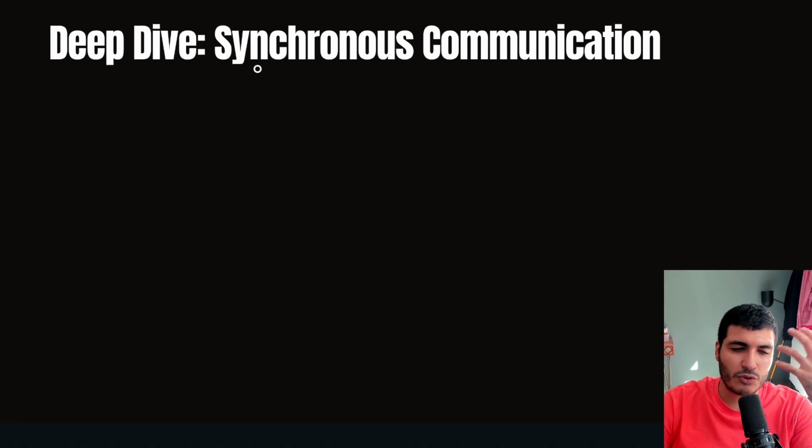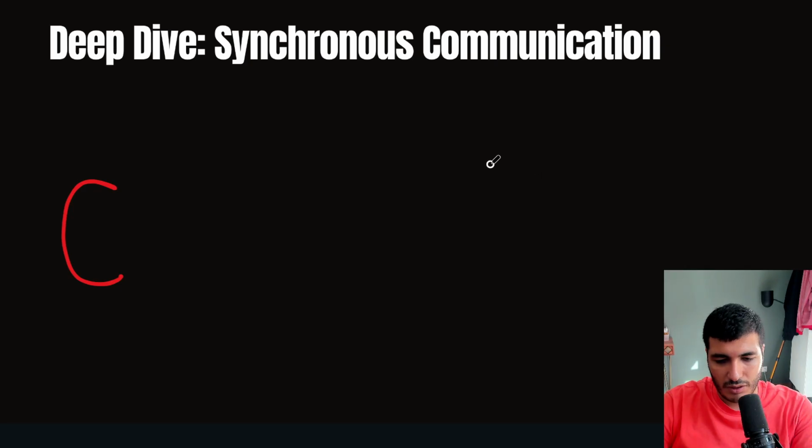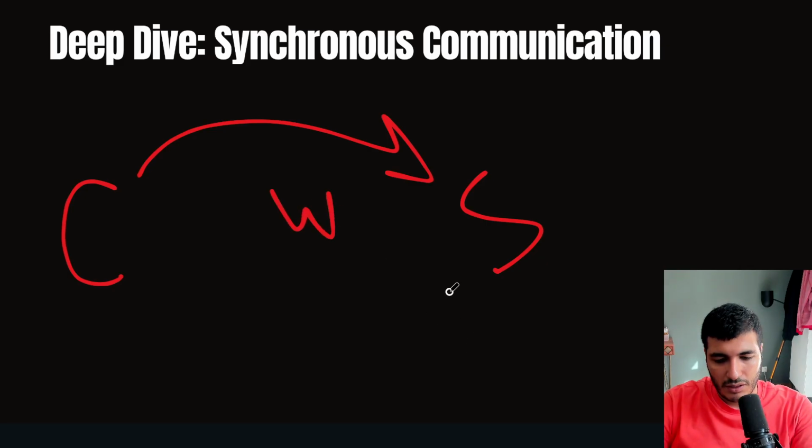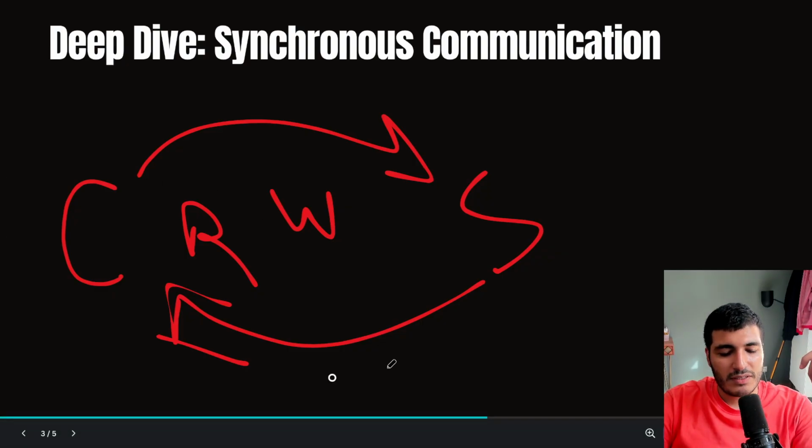Okay, so let's start with synchronous communication. Let's talk about the mechanism first. Typically, it involves direct API calls, mostly using HTTP and HTTPS, like REST APIs or RPC frameworks like gRPC. The client makes a request and its execution flow pauses until it receives a response from the server. It's pretty simple. The client sends a request. It waits until the server sends a response. That's it.